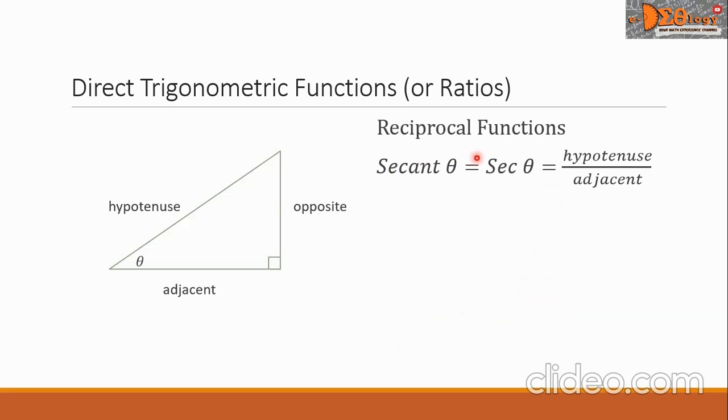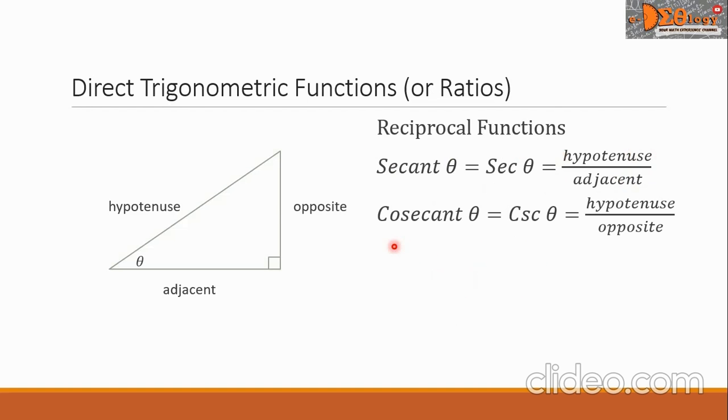We'll go now to reciprocal functions. Let's begin with secant theta with a symbol SEC, and this is the ratio of hypotenuse over the adjacent side. This is called a reciprocal function because this is the reciprocal of cosine.